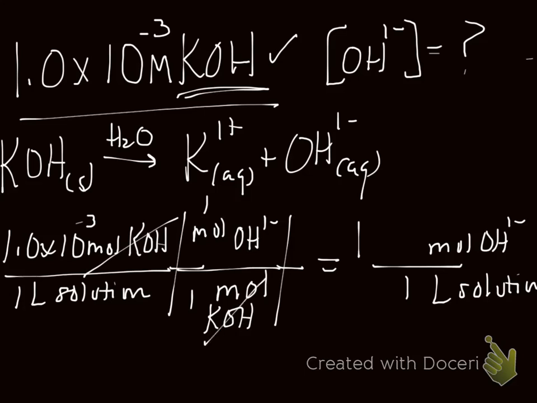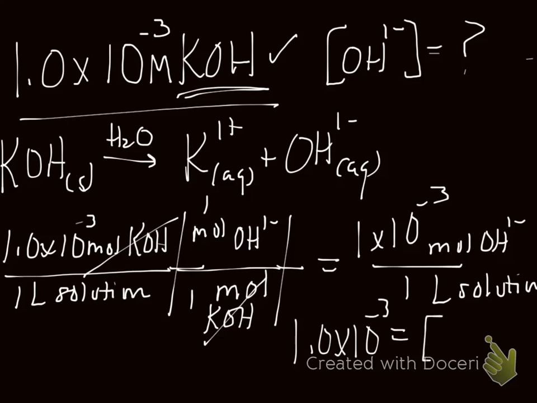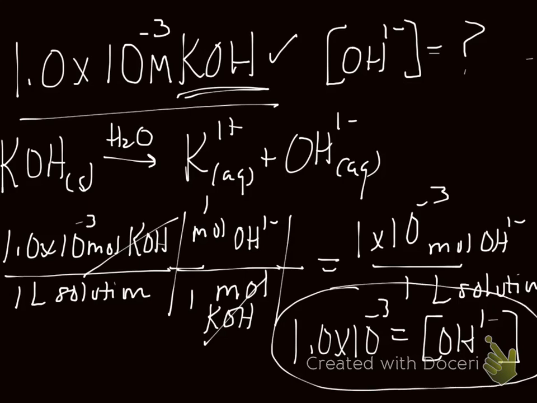And so our answer is 1 times 10 to the negative third moles of hydroxide ions in 1 liter of solution. So 1.0 times 10 to the negative third is equal to the concentration of hydroxide ions in this solution. And that would be our answer to that question.